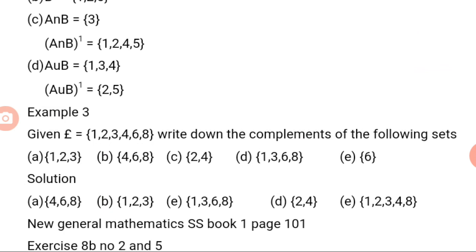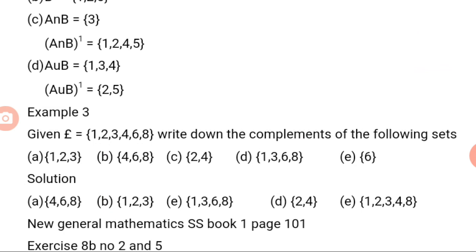Is that clear? What are the elements that are in the universal set that are not in this set? It is 1, 2, and 3. Is that clear? Now C has 2 and 4. What are the elements in the universal set that are not in these 2 and 4? It is 1, 3, 6, and 8. Are we together?